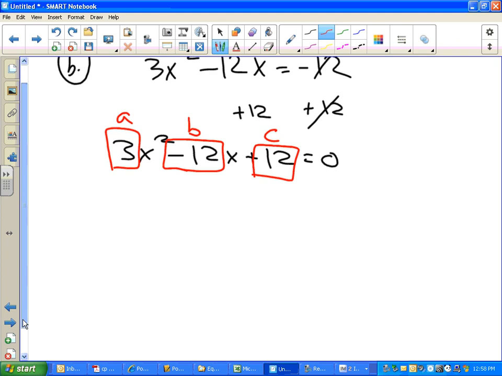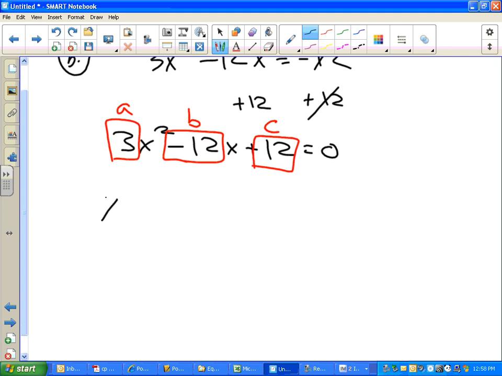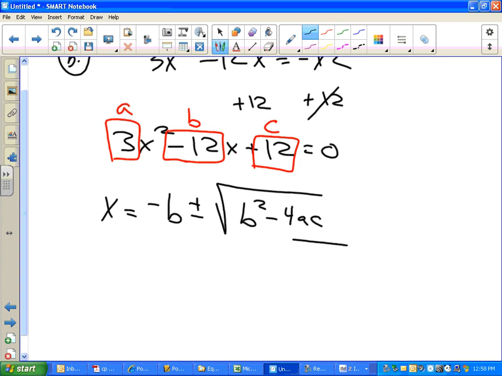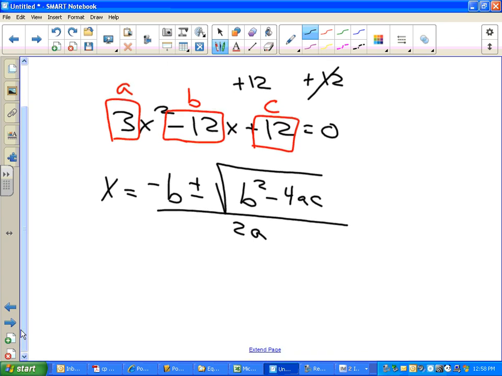All right, now I'm going to write out my formula. Negative b plus or minus the square root of b squared minus 4ac over 2a. Now I'll plug in the numbers. What should go in for negative b? Positive 12, because it's the negative of negative 12. And we know negative times negative is a positive.